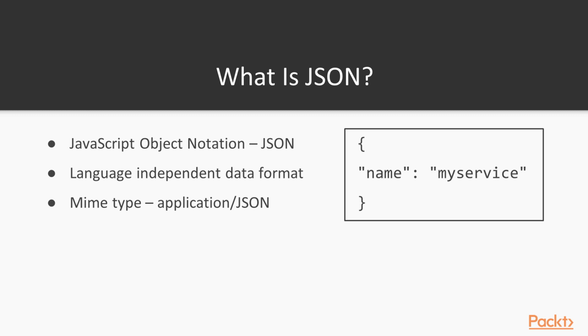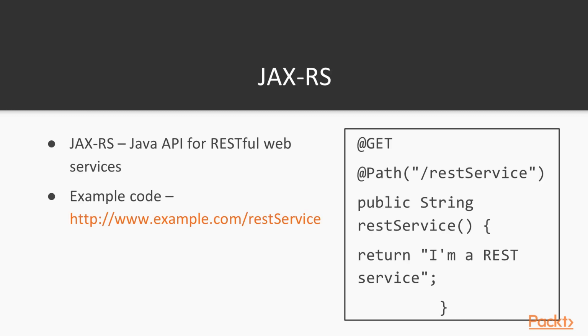JSON stands for JavaScript Object Notation. It's a language-independent data format. Its MIME type is application/json, and its structure, as we've seen before, would be something similar to name, something like my service. JAX-RS. JAX-RS is the Java API for RESTful web services.